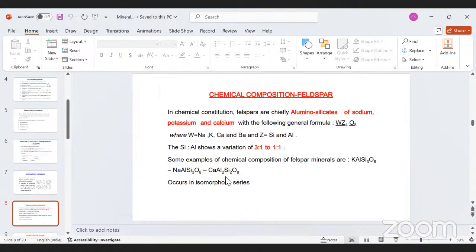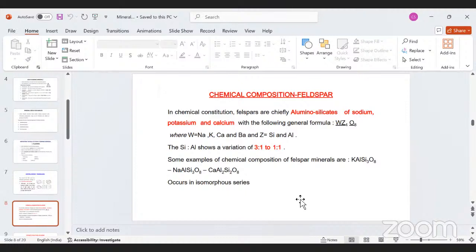NaAlSiO8. Calcium feldspar is CaAl2Si2O8, because of two, depending on the availability of ions. While these minerals form, they require two molecules of aluminum, two molecules of silica, and eight molecules of oxygen. In this case we call them aluminosilicates. In all of them, alumina will be present.